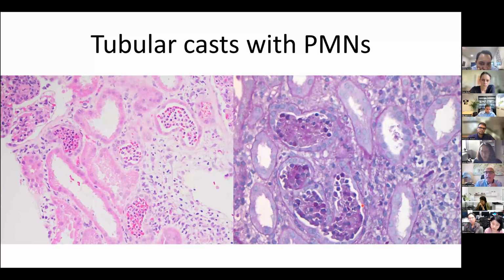And on PAS, this is how those casts look. We have cellular casts, and we have some neutrophils that look magenta in color. Also in the interstitium, we have a lot of inflammatory cells, but this is focal. This is not as packed as the prior biopsy, and also not present throughout the biopsy, just in some areas. We have this active inflammation.